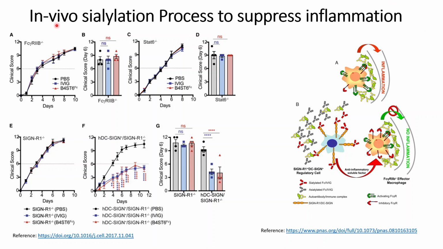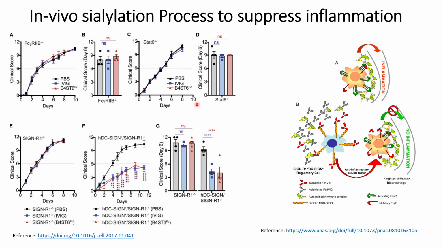In this video, we will discuss the in vivo sialylation process to suppress inflammation. In the previous video, we discussed that an increase in the sialylations in the carbohydrate structures will cause the suppression of the inflammations in the mouse model. In this video, we will discuss the pathways that cause this increase in the sialylations to suppress inflammations.